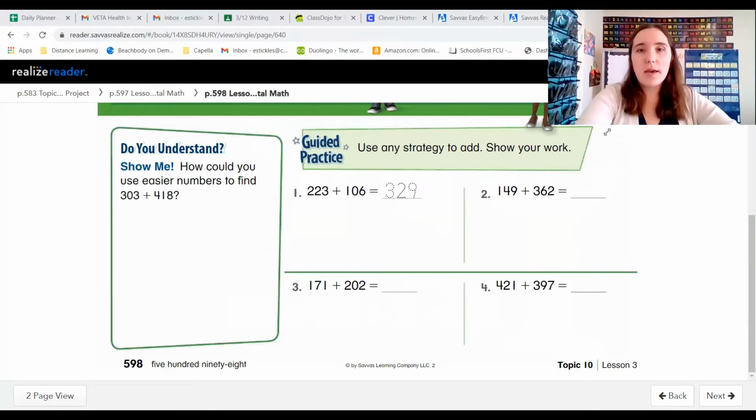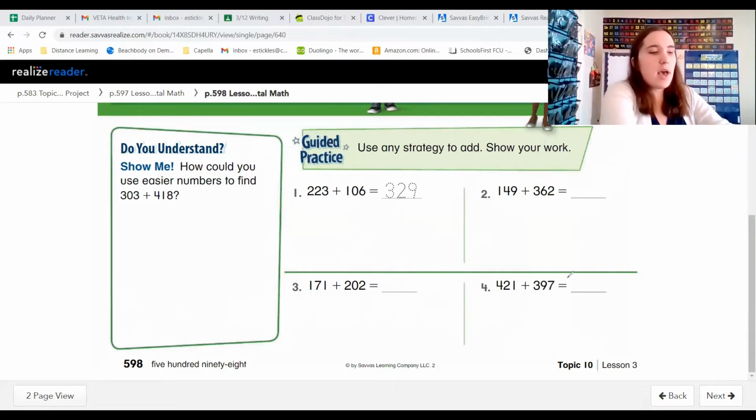Okay, we're starting on page 598 in our workbook, so pause me if you need to go turn to that page and get your pencil, and then once you're ready, come on back. And we're going to do these problems together. So we are going to use any strategy that we want to add, and then we need to show our work.